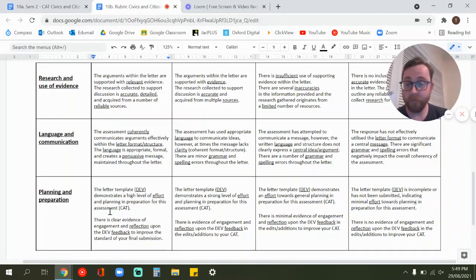And then finally, planning and preparation. Similar to the history CAT, your dev, your plan, is actually going to be part of your assessment as a way of holding you guys accountable for the dev and for also demonstrating how important that planning template is for your CAT. So the letter template demonstrates a high level of effort and planning. This one here, though, is what I want to talk about.